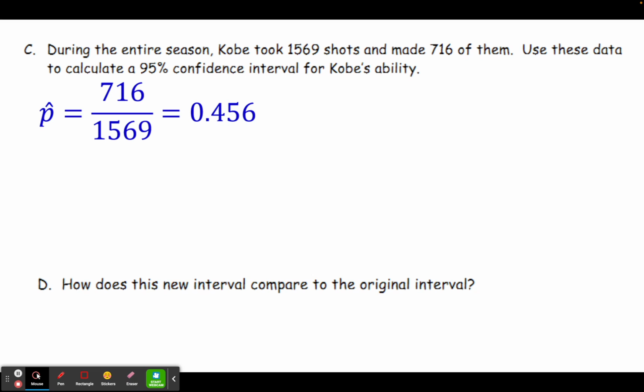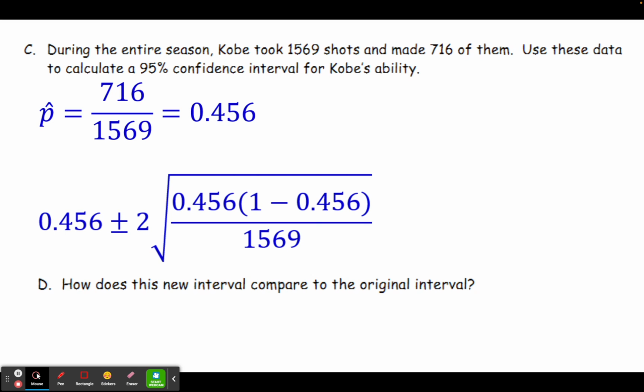So here, p hat is 716 out of 1569, or 0.456. Now, when we plug those numbers into the formula, this is what the calculation looks like. Notice that we're dealing with a lot more data here. So the number on the bottom now is 1,569 instead of 45 shots. What happens when we include that in our calculation is that we get a much smaller margin of error. So our single value estimate is different, but our margin of error is quite a bit smaller. And that's because we're working with a lot more data.